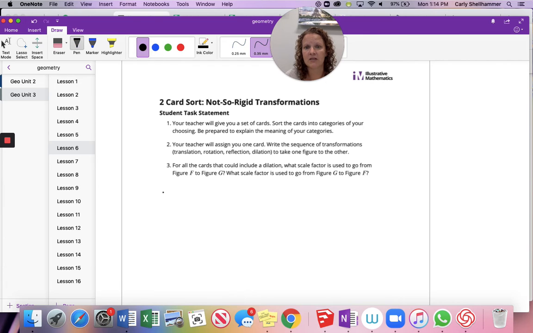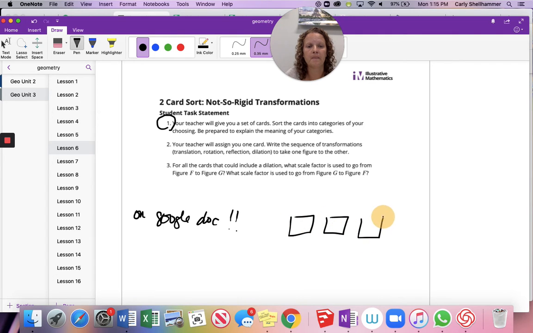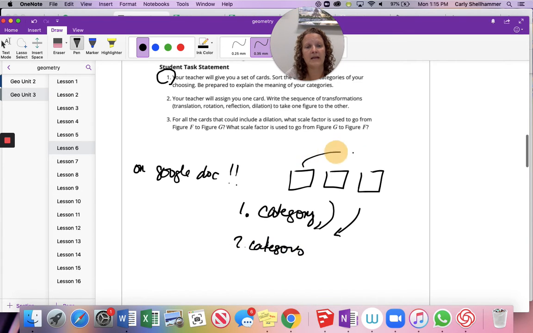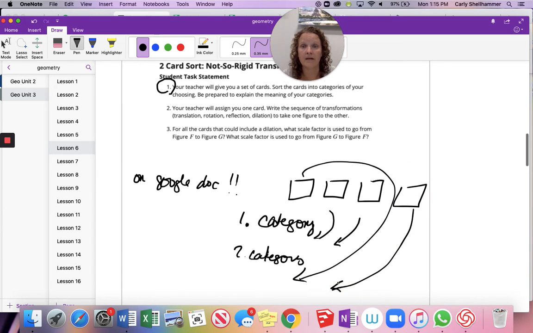Let's read through this. Your teacher will give you a set of cards. Sort the cards into categories of your choosing. Be prepared to explain the meaning of your categories. In a Google Doc, I'm going to put all the cards, and you're going to number some category and place the cards in there, and then a different category, and place whatever other cards in there. Maybe there's another one.